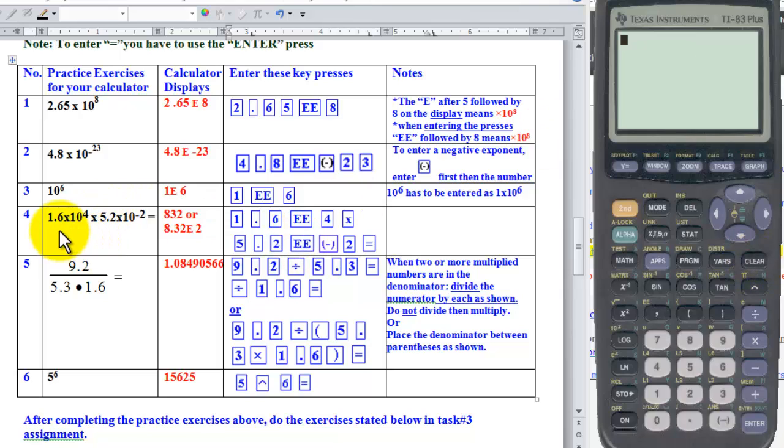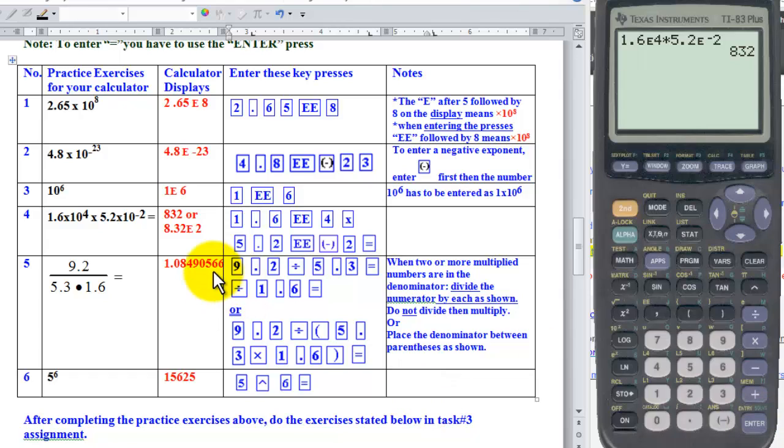Okay, now fourth operation, this is where we start seeing multiplications and after that division and so on. So notice here in number 4, 1.6 times 10 to the power 4, you'll simply go 1.6 and then second comma, which will give you the E, then 4, then times, you have to press on the times button. 5.2 times 10 to the negative 2, so you'll go 5.2, then second, then the E, then negative 2, and then press enter, and this will give you the answer. The answer came out to be 832, okay, which is the right answer.